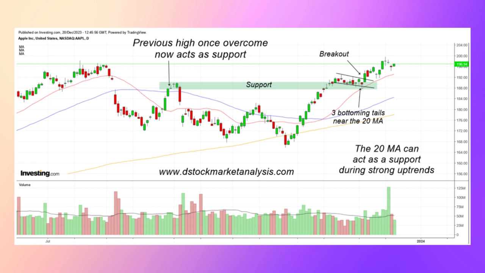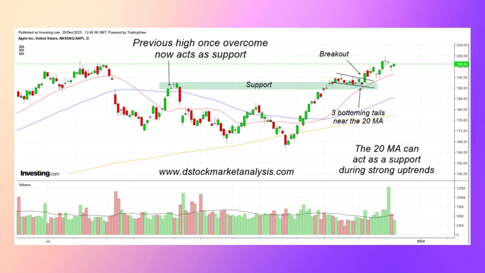And as it drifted down sideways, you can see that it made three bottoming tails. Now, this bottoming tail, if you think about it, is the sellers selling down, but by the end of the day, the stock closed up higher. So what this tells us is that for 3 days, the sellers were trying to sell the stock, but by the end of the day, the buyers were in control, and this tells us that nobody's really selling the stock, but it's quite bullish because buyers keep pushing the price up.